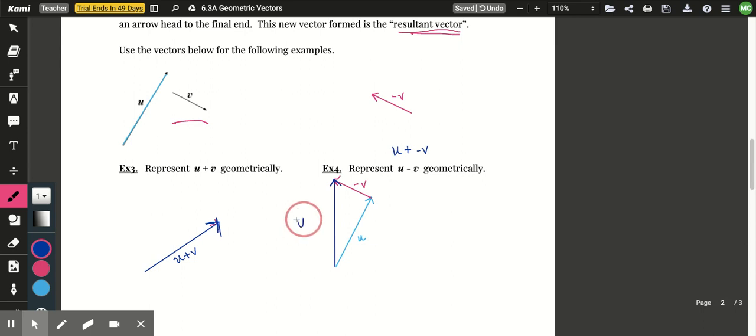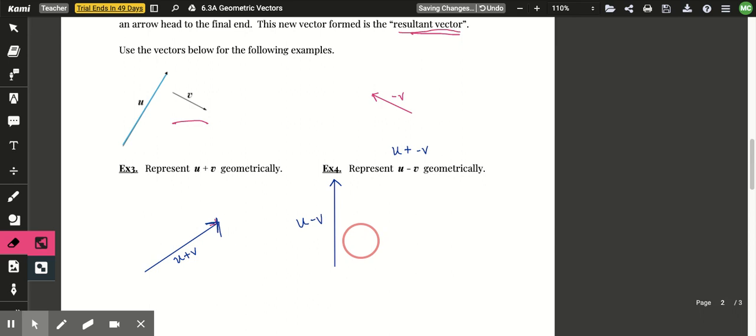Okay, so this one here is U minus V. All right, now once again, once I've got that resultant vector in there, all of this other stuff that I drew in originally is just scratch work. So really I need to get rid of that. This is my resultant vector.